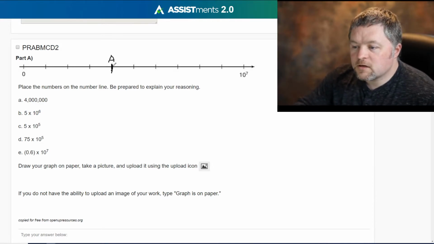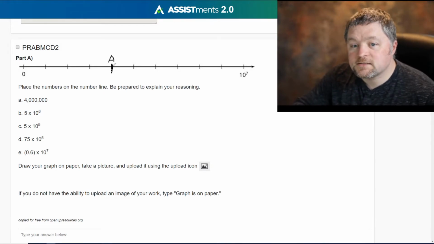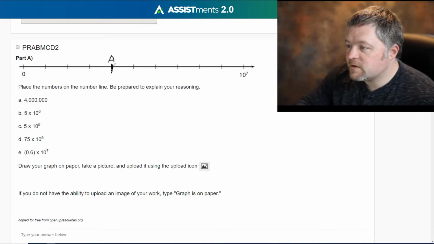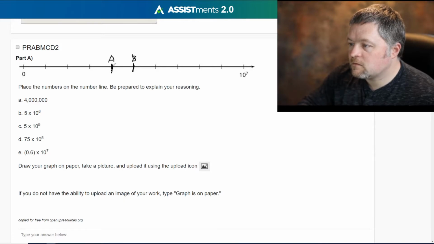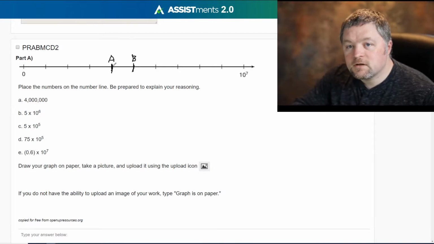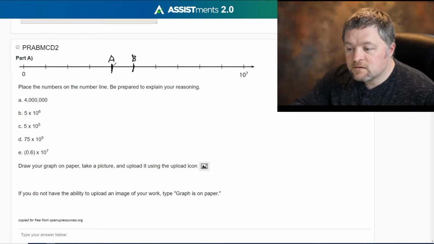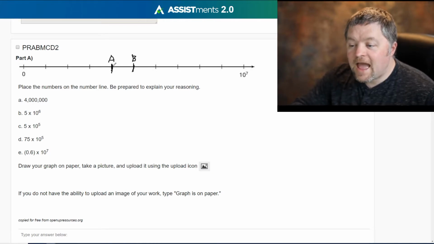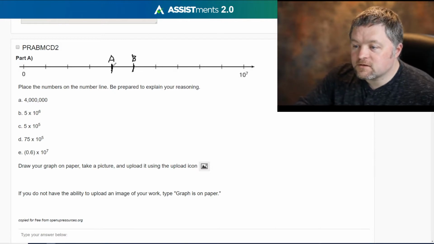Now, the next number on here is 5 times 10 to the 6. 5 times 10 to the 6 is 5 million. Where does 5 million go? If that was 4 million, this is 5 million. Now the next one, if we look at this, this is 5 times 10 to the 5. 10 to the 6 is million. So this is 500,000. So where's that going to go? That has to go over here.